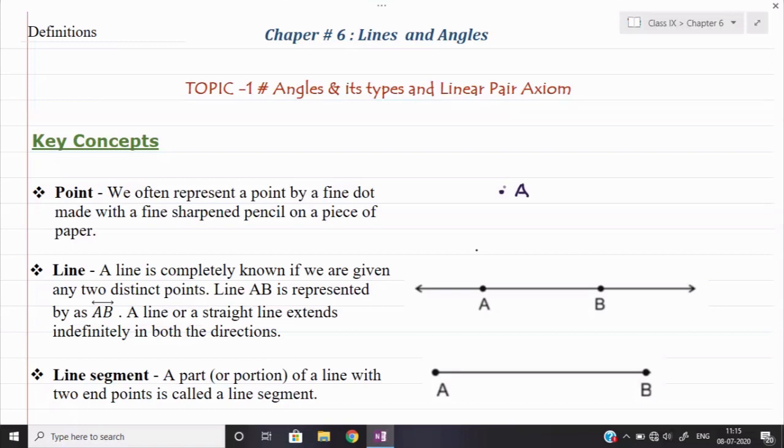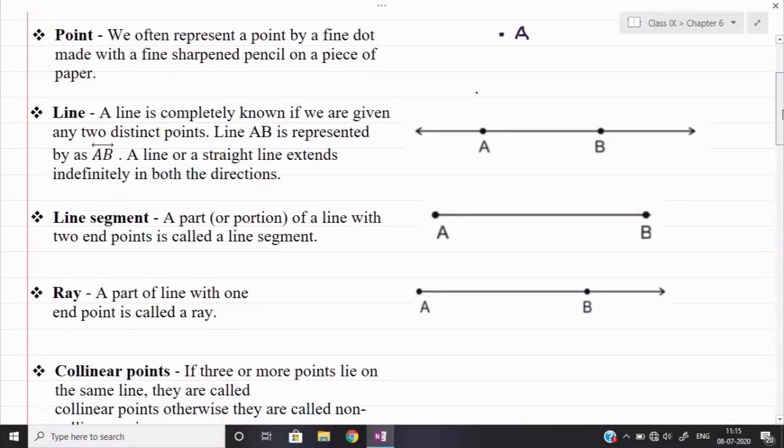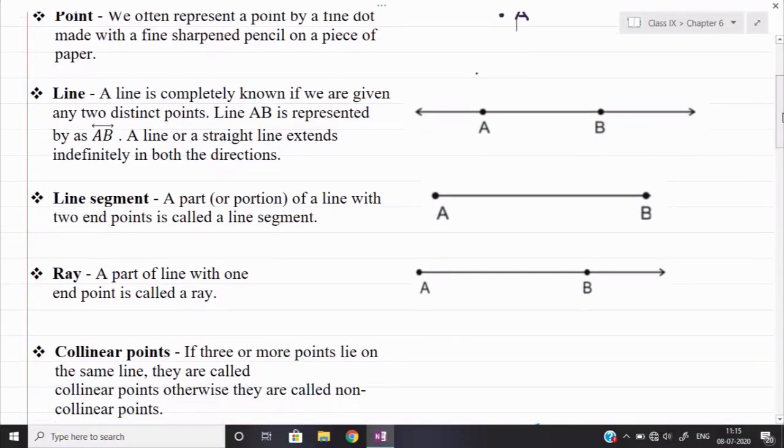Now the second definition is given here as line. So see the second definition, line. A line is completely known if we are given any two distinct, that means different, points. So line AB is represented by AB, and on the top of AB there is a line sign, which is enclosed by two arrows. So a line or a straight line extends indefinitely in both directions. That is the thing we need to understand here.